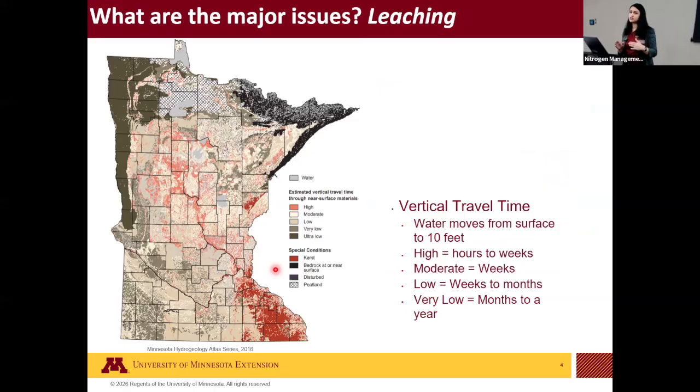So we need to irrigate these soils, but at the same time, there are some issues associated with this. This map again shows a similar thing to the previous slide, but looking at the estimated vertical travel time. In the sands, where we have low water holding capacity soils, the vertical travel time is high, meaning the water moves very quickly, in hours to weeks. Rain is something that we cannot control, but irrigation is something that we can, right?